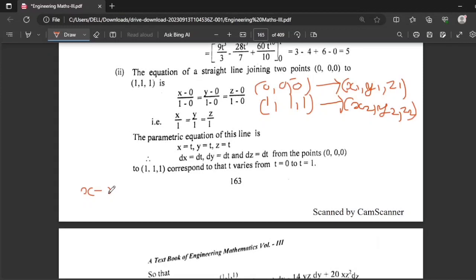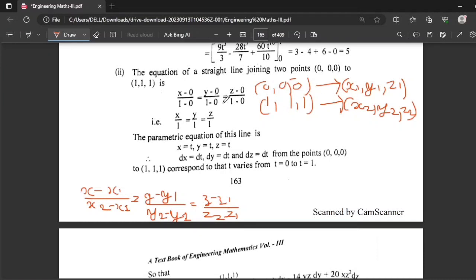(x minus x1) divided by (x2 minus x1) is equal to (y minus y1) divided by (y2 minus y1), which is again equal to (z minus z1) divided by (z2 minus z1). x minus x1 is x minus 0, divided by x2 minus x1.